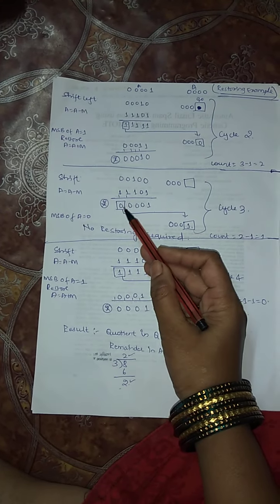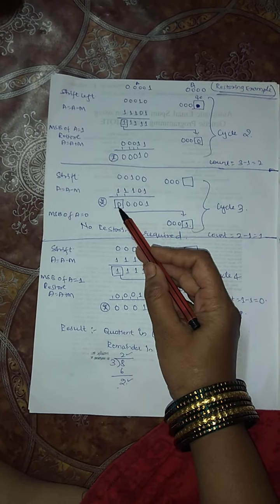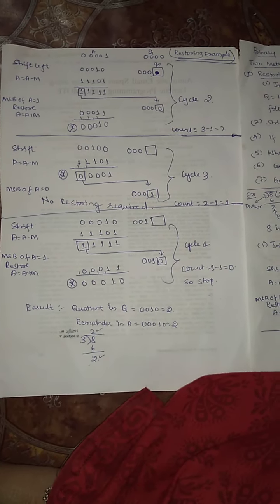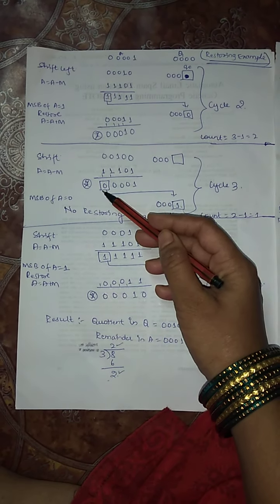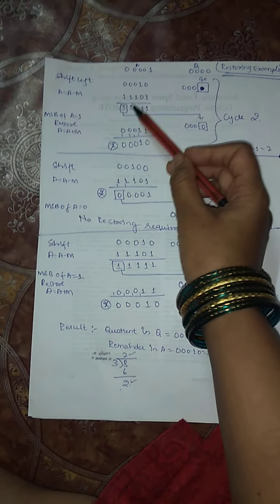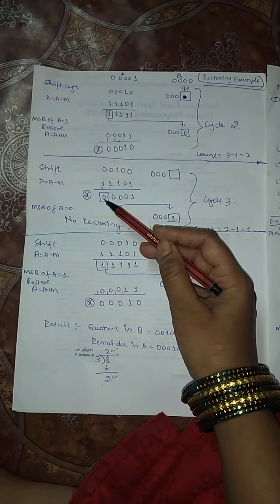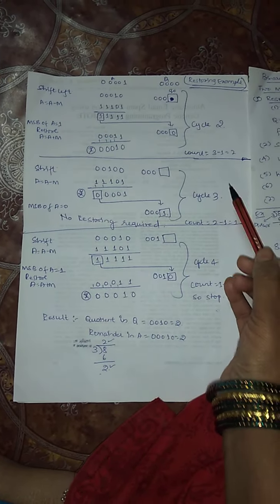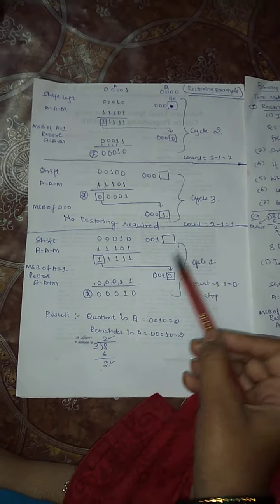What is the meaning of MSB as a 0 or 1? If the MSB is 1, then it is a negative number. If the MSB of any binary number is 0, then it is a positive number. If it is a positive number, no restoring. If it is a negative number, then we have to go for the restoring method. So MSB is 0, so we are not restoring the value here. So next, count value. Count value had become 2. 2 minus 1 is 1. Yes, it is not equal to 0. So we are going for the next cycle.